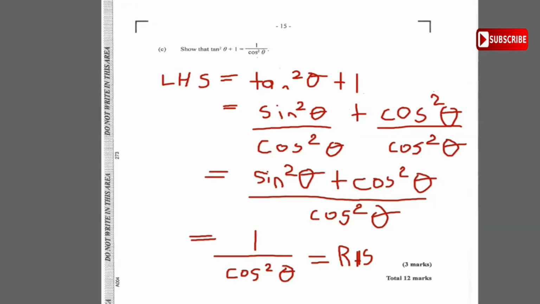Now we go ahead to question 5. Skip the page. All right, finally, question 5.